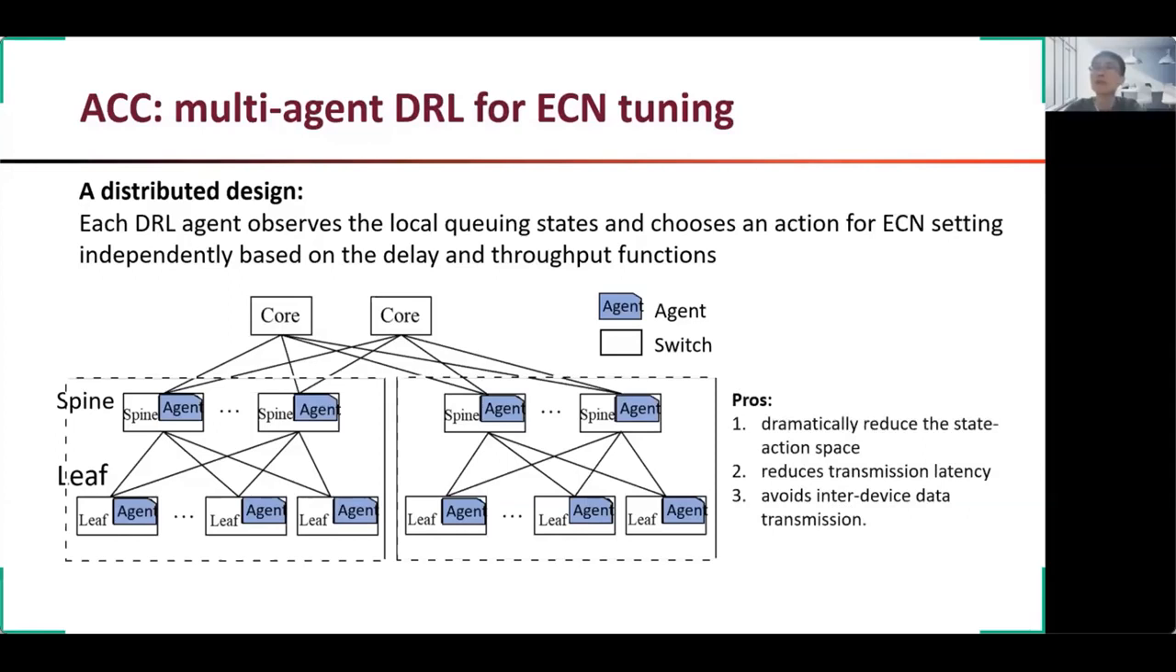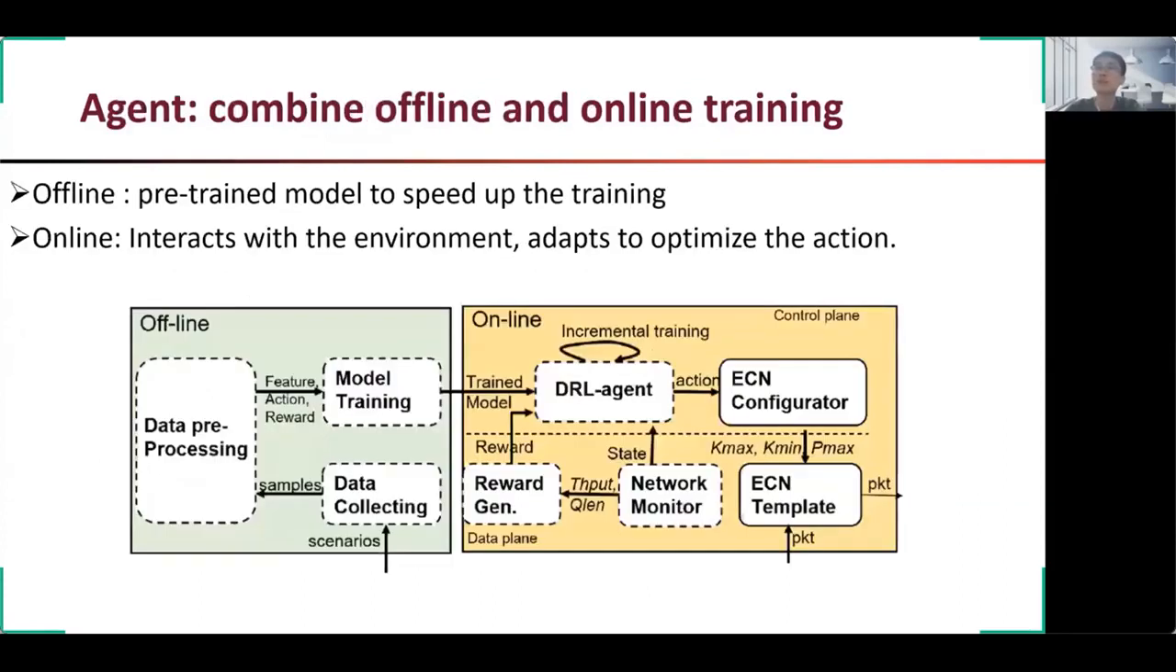Dramatically reduce the state action space, which reduces transmission latency. Besides, it can avoid inter-device data transmission. To speed up the training, we apply both offline training and online training. The offline training is to get the pre-training model based on the collected traffic trace. During the online training, the agent interacts with the environment and adapts to the optimized action.